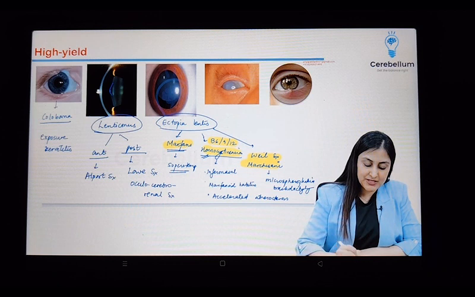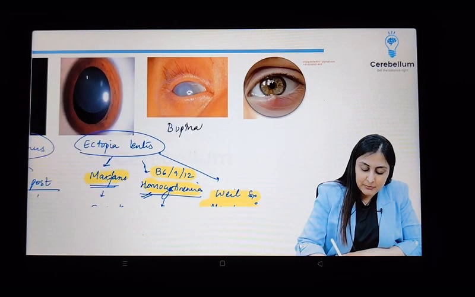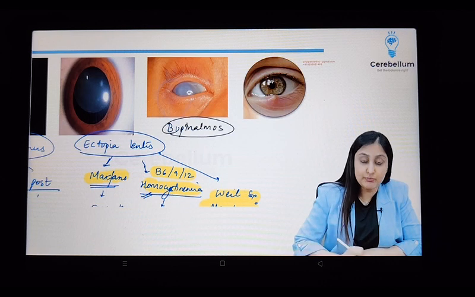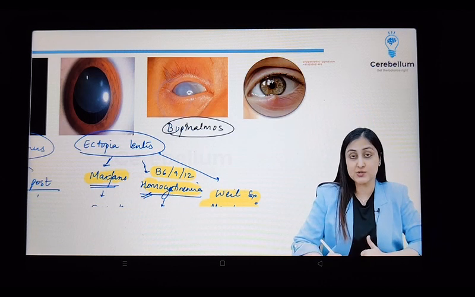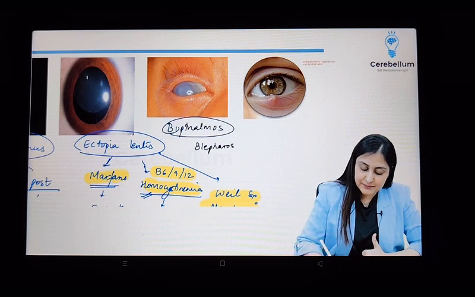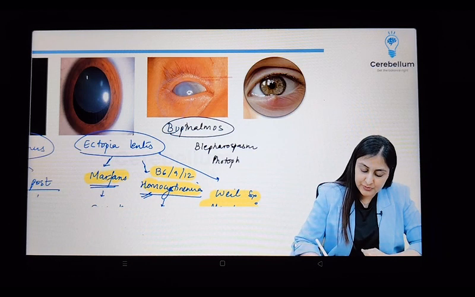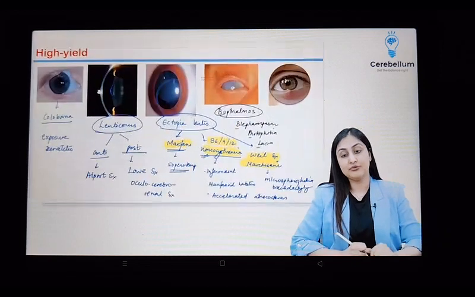A very, very important image-based question that has been asked a lot in recent exams. This is congenital glaucoma, or buphthalmos. You're going to have this blue-colored eye. Buphthalmos is what you want to remember. Here you have a triad of blepharospasm, photophobia and lacrimation. So BPL, the triad, is for buphthalmos.